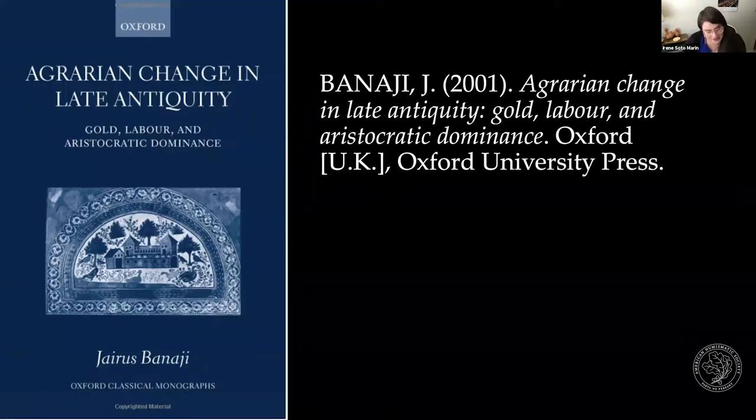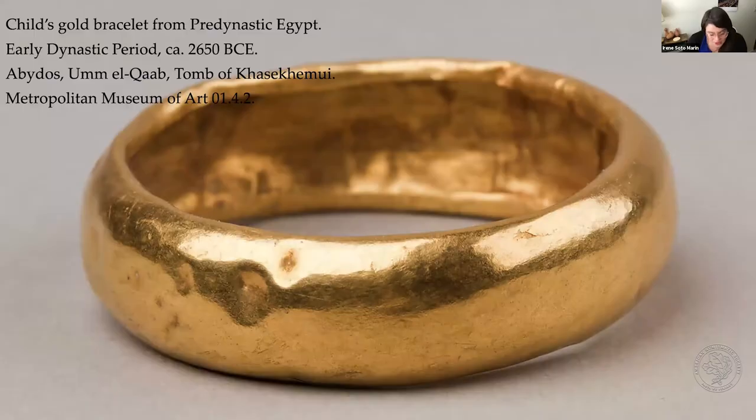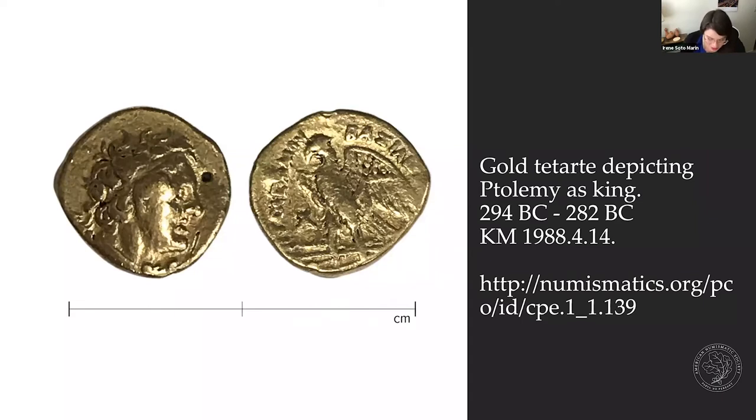Thus, in the next few minutes, I will present a brief summary of the history of gold in Greco-Roman Egypt. Gold was always present in ancient Egypt. While there is evidence of its use in pre-dynastic times, as exemplified by this child's bracelet, its exploitation and the intensification of the industry reached a peak during the Ptolemaic period. In fact, the prominence of gold and bronze in the Ptolemaic currency system set it apart from other Hellenistic kingdoms. Gold staters were part of the earliest currencies of Hellenistic Egypt already in 323 BCE.